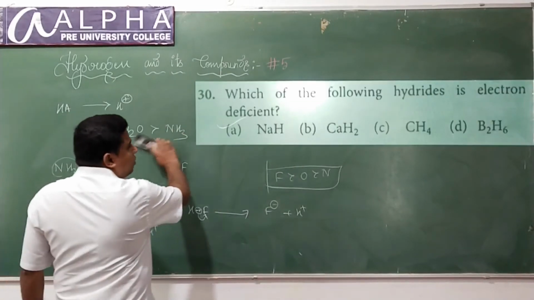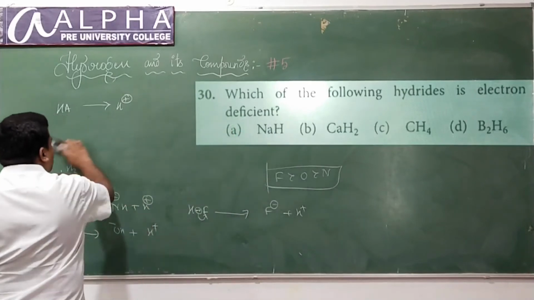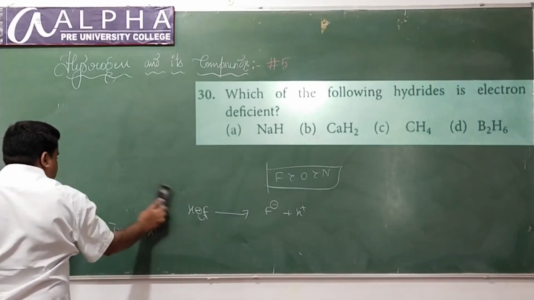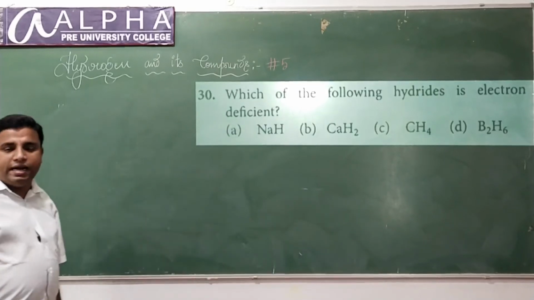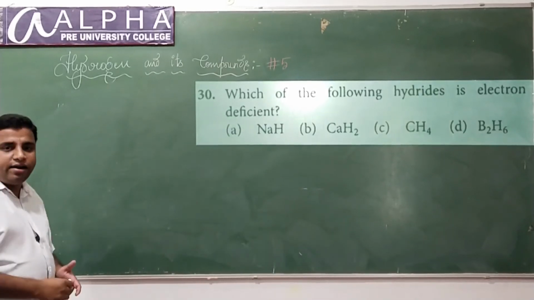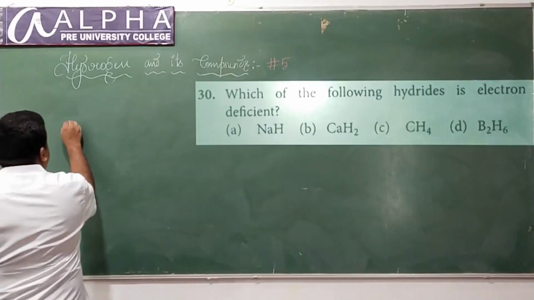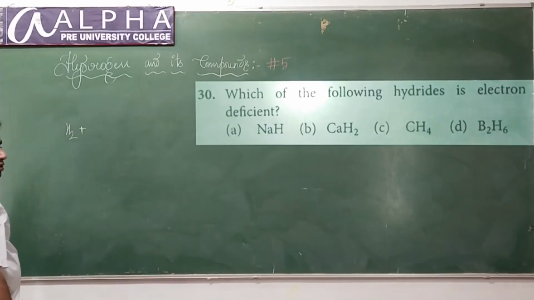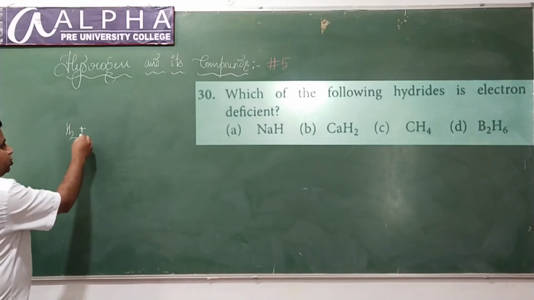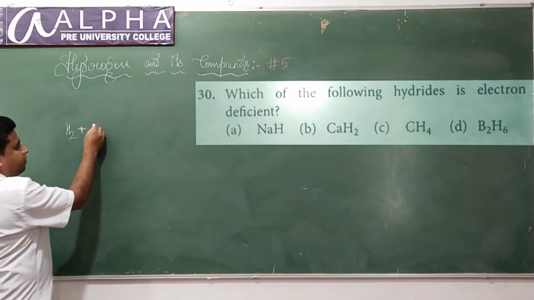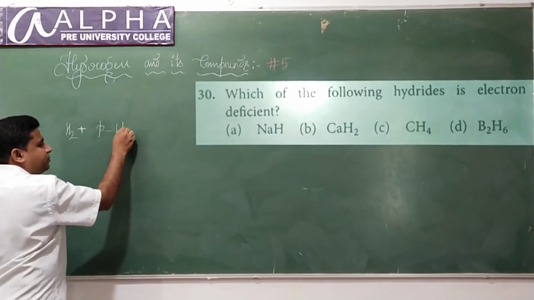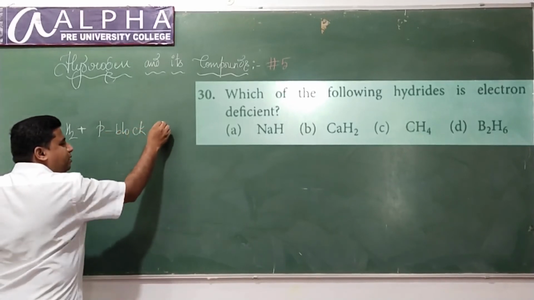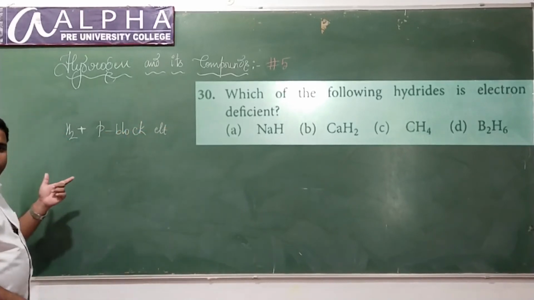Which of the following hydrides is electron deficient? If he is talking about electron deficient, that means he is talking about covalent hydrides. For covalent hydrides, hydrogen should combine with what? With a p-block element, isn't it? Hydrogen should combine with a p-block element.